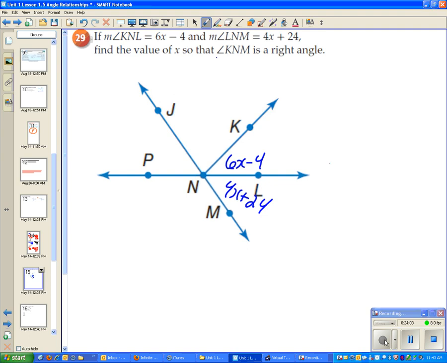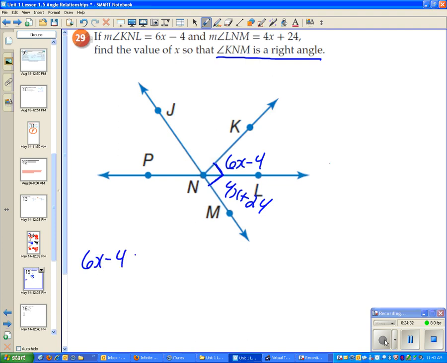That's really important, isn't it? Angle KNM is a right angle. Label that as a right angle. Now, I'm not labeling those two angles congruent. Those aren't little arcs. That's the perpendicular box, the right angle box, the 90-degree symbol. So if I add those two measures together, what should I get? 90.